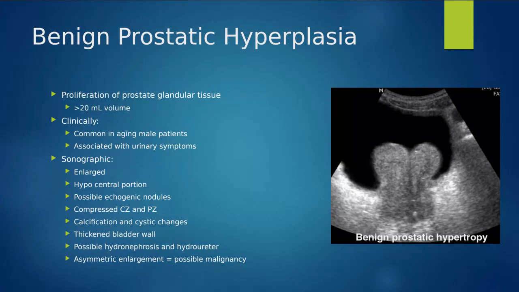On ultrasound, we are going to see an enlarged prostate. We could see a hypoechoic central portion of the prostate. We also could see echogenic nodules or echogenic foci. We could see calcifications in the prostate as well. We could see some cystic changes in the prostate.